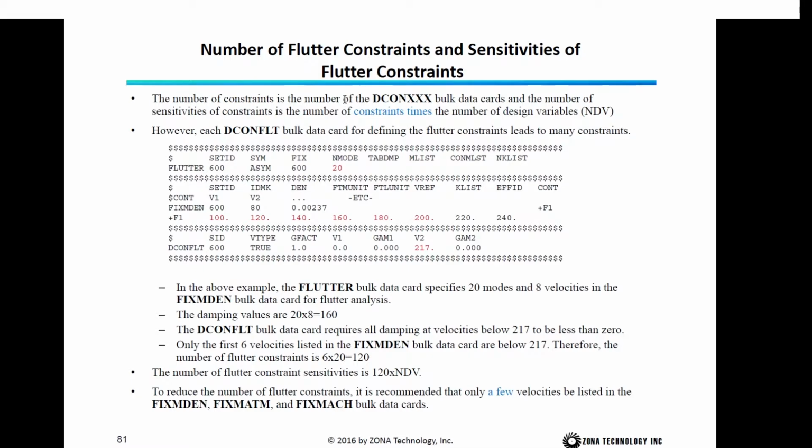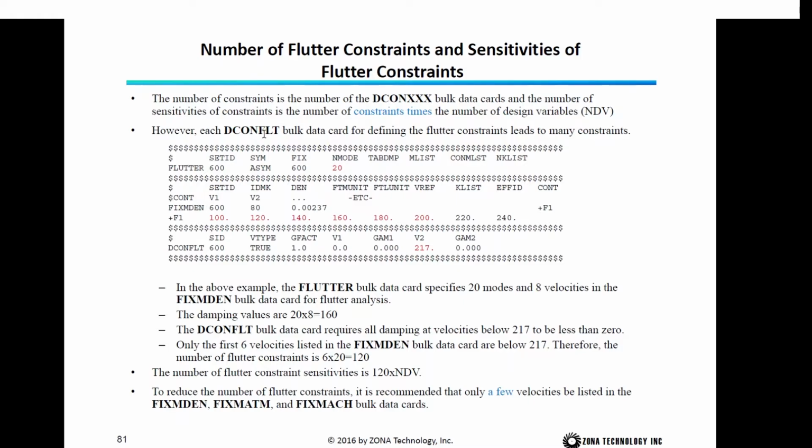The number of flutter constraints: for the sensitivity of flutter constraint, the number of constraints is the number of DCONFLT cards, and the number of sensitivities is the number of constraints times the number of design variables, because each constraint will have to take the partial derivative with respect to each design variable. So the total number of sensitivities is the constraints times the number of design variables.